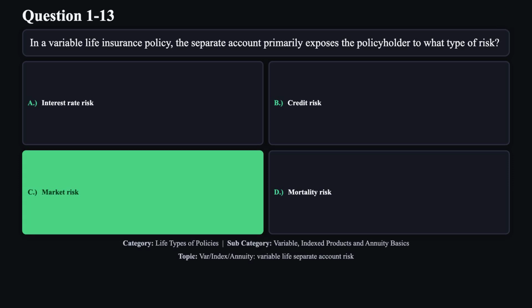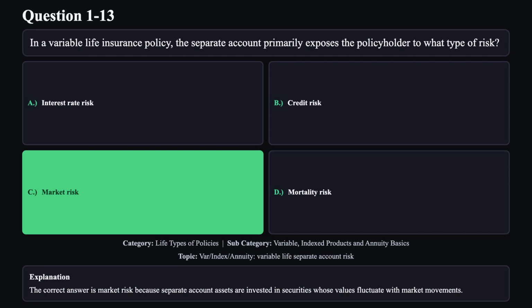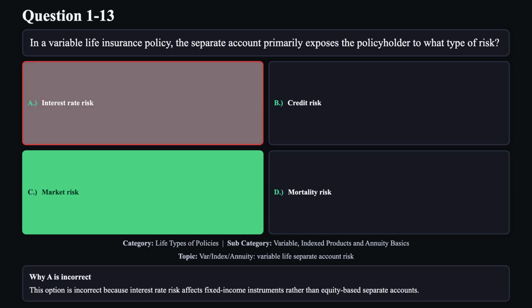The correct answer is C. The correct answer is market risk because separate account assets are invested in securities whose values fluctuate with market movements. Reason A is not correct. This option is incorrect because interest rate risk affects fixed income instruments rather than equity-based separate accounts.